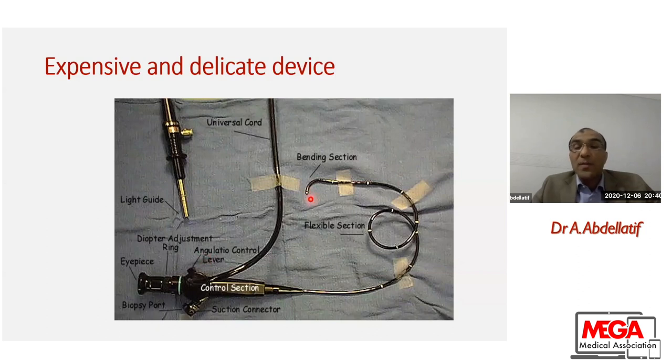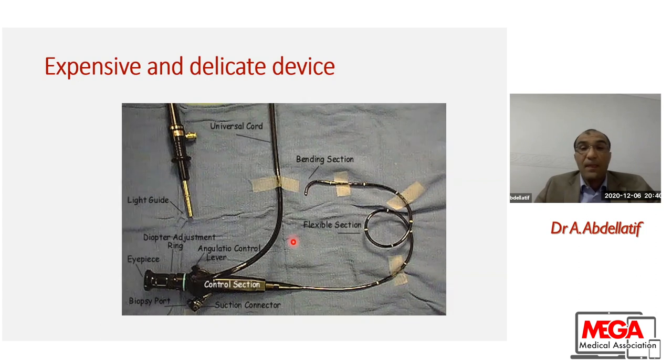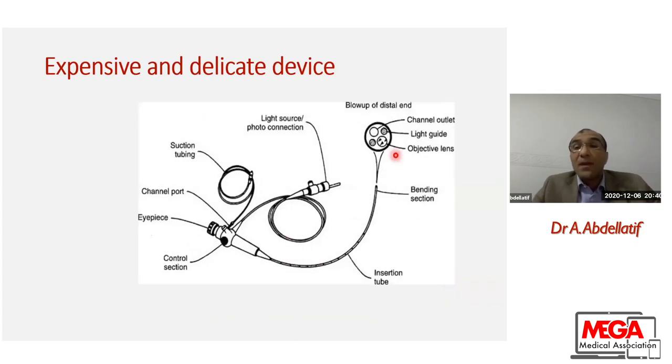The view was transmitted in the fiber optic from an objective lens here through fiber optic bundles through the shaft till I can take the image in the eyepiece. And this is a cross section at the end. There is the objective lens. There are two light guides. And this is the working channel outlet.